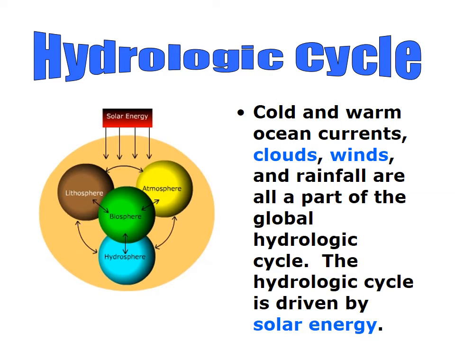The first one we'll discuss is the hydrologic or the water cycle. The key thing you need to understand is that the water cycle is driven by solar energy, which you should already know. Sun causes evaporation. Without sun, you might get precipitation. So the sun is the main driver of the water cycle, the hydrologic cycle.